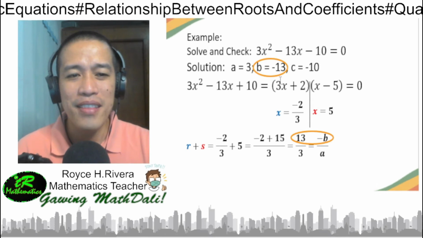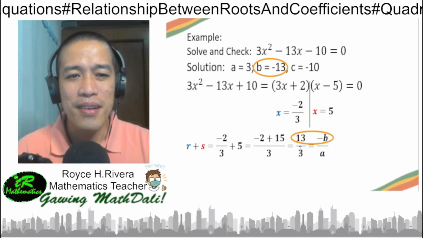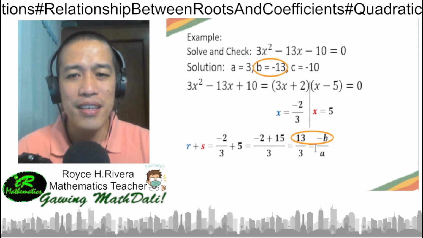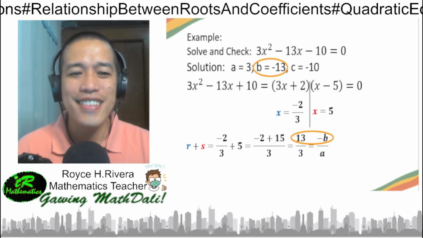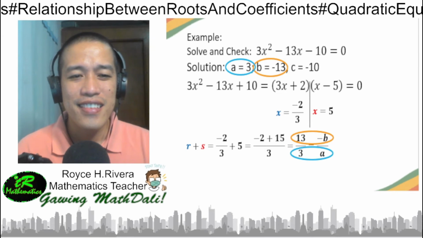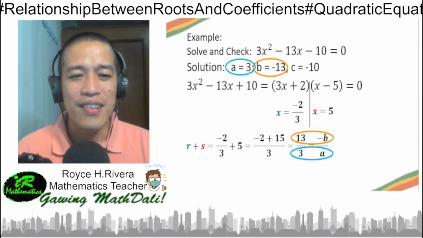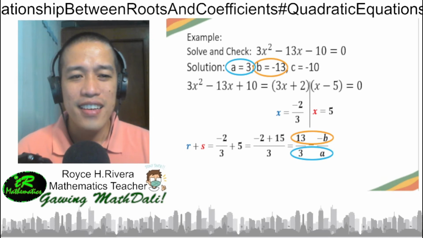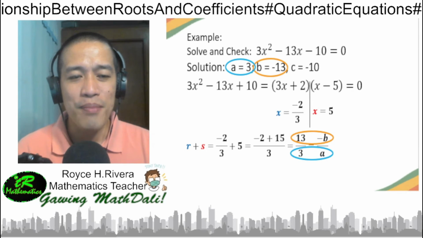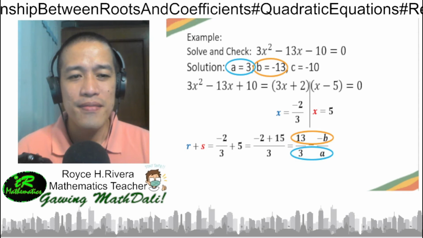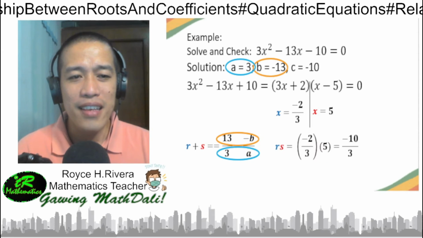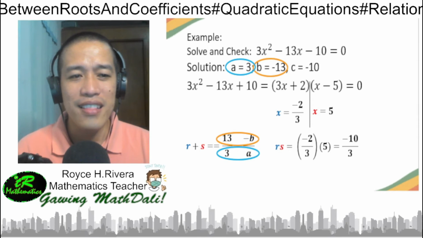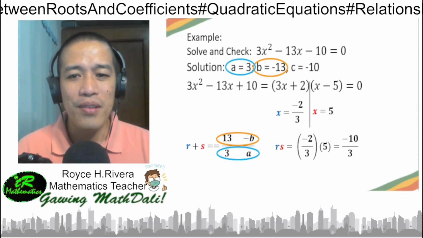B is negative 13 from the equation, and from the result, negative b is 13. Also, we have a is equal to 3. Next, we get the product of the roots. Multiplying negative 2 over 3 and 5, we get negative 10 over 3.